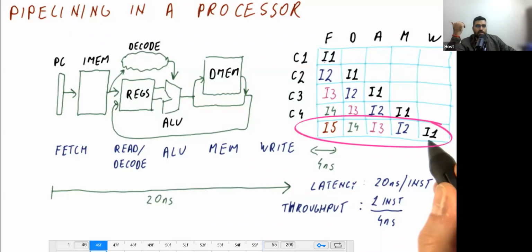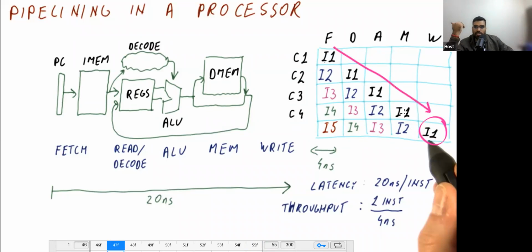So if you did not understand, you can notice in this diagram, how much time this I1 took? Tell me. This I1 took 20 nanosecond. This I1 started here and it went here. But now, when this I1 is over, how much time will this I2 take? I2 only has to take one cycle, right?